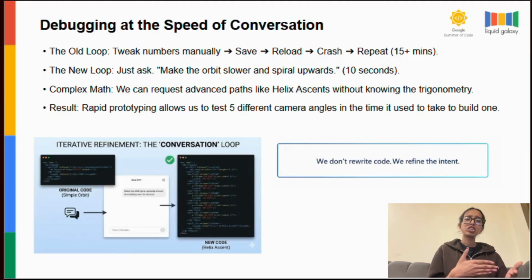You can describe the change, make it slower, add a spiral, smooth the ascent, and the system responds immediately. The complexity hasn't disappeared. The math is still happening in the background, but it's no longer blocking creativity. So instead of iterating on syntax, we iterate on the intent. That's very important, and that's what enables rapid prototyping.